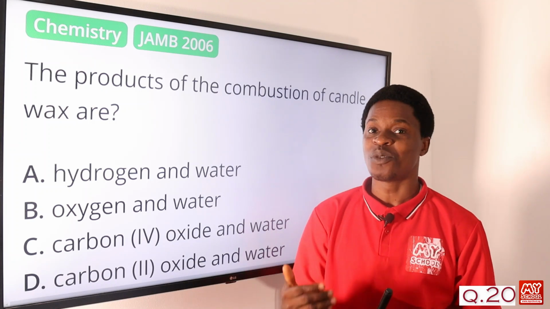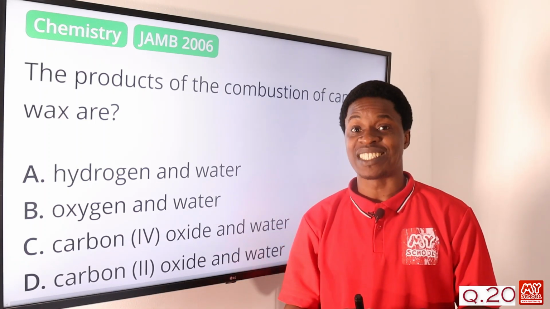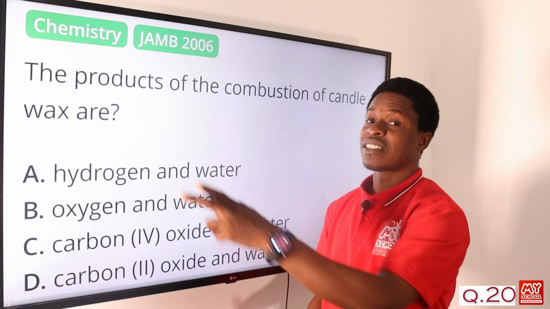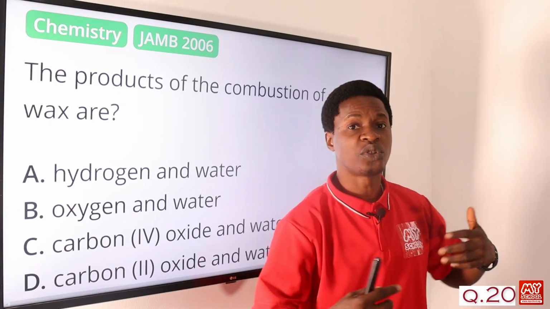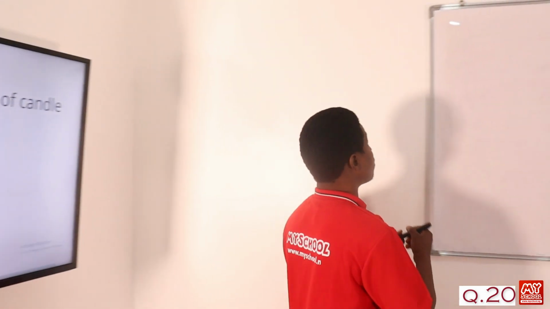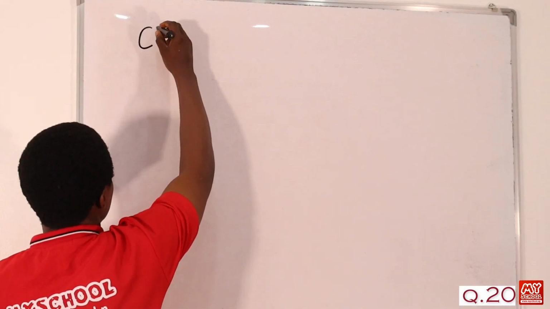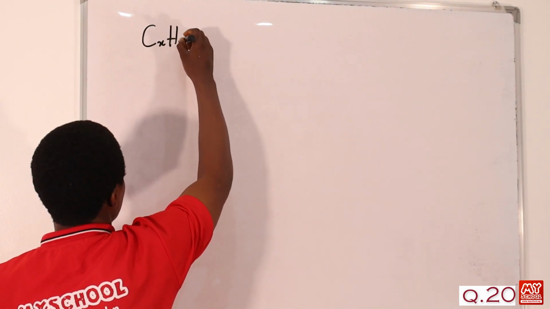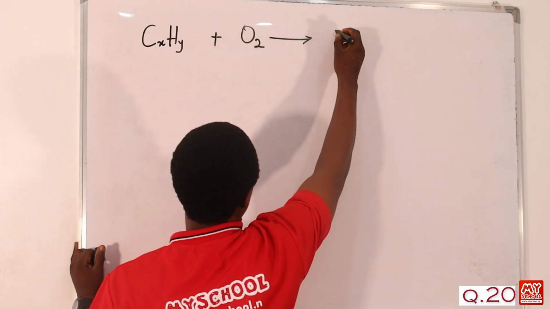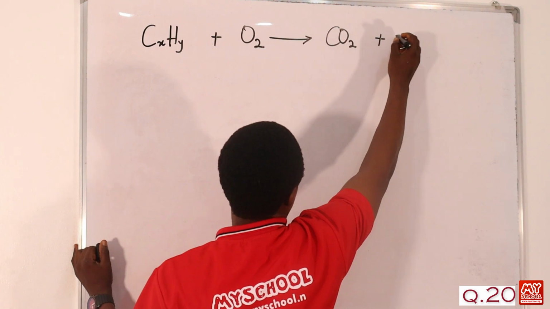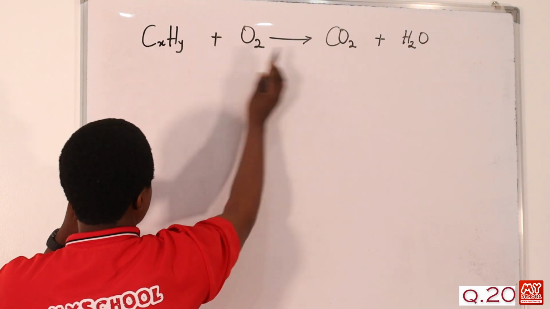But they now say, let us know if you know that candle wax is a type of hydrocarbon. It takes a smart student to know that candle wax is a type of hydrocarbon. So I will write on the board an equation to show the reaction between a hydrocarbon and oxygen. That's the combustion reaction. If we have CxHy reacting with oxygen, burning in air, you will always have CO2 plus H2O.